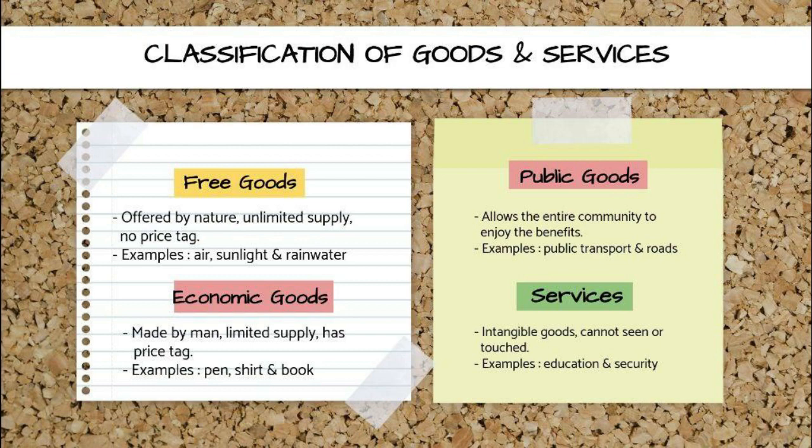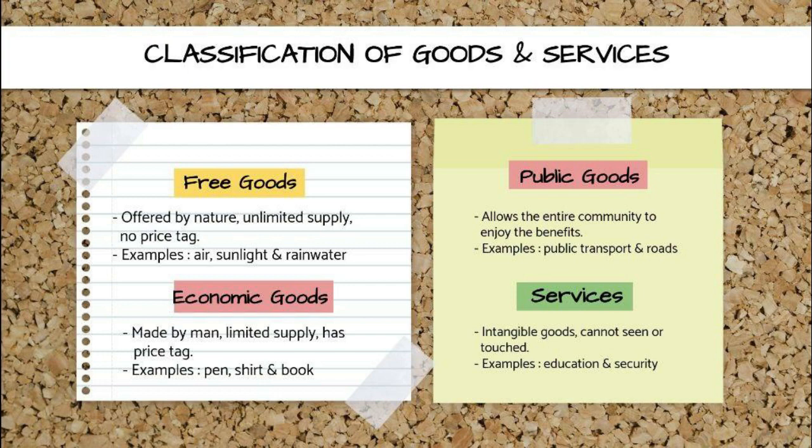Next, classification of goods and services. There are four classifications of goods and services. First, free goods. Free goods are goods offered by nature that have unlimited supply and no price tag, for example, air, sunlight, and rainwater. The second classification is economic goods. Economic goods are goods made by man, with limited supply and a price tag, for example, pens, shirts, and books.